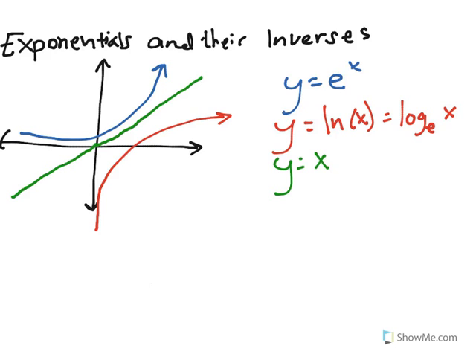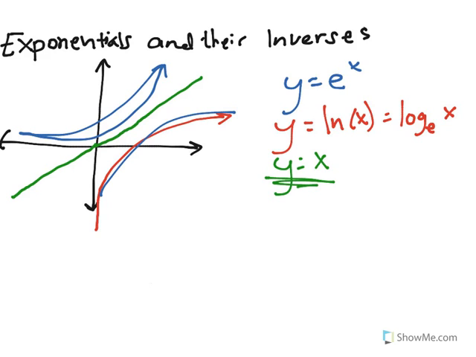The fact that they're inverses, we can see on the graph, because here's e to the x over here, and here's natural log of x. As you can see, they're reflected across the line y equals x, and that's how we can tell that they're inverses.